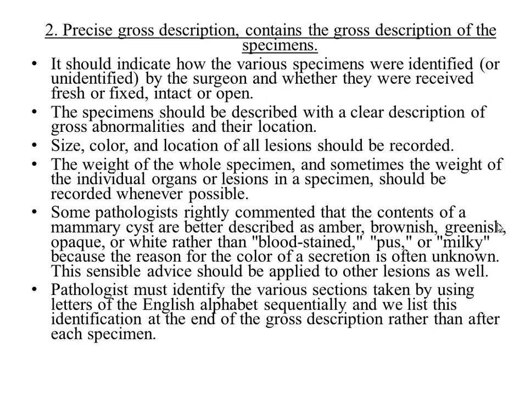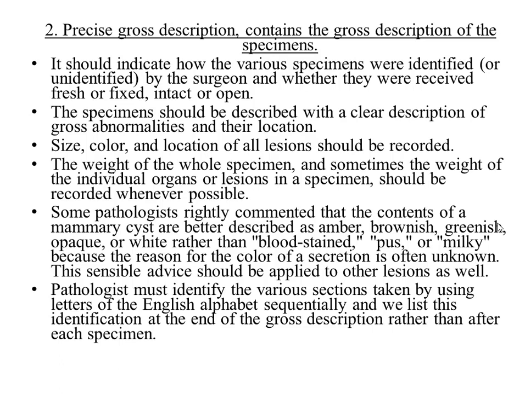Second, precise gross description contains the gross description of the specimen. It should indicate how the various specimens were identified or unidentified by the surgeon, and whether they were received fresh or fixed, intact or open. The specimen should be described with a clear description of the gross abnormalities and their location. Size, color, and location of all lesions should be recorded. The weight of the whole specimen and sometimes the weight of individual organs or lesions in the specimen should be recorded whenever possible.